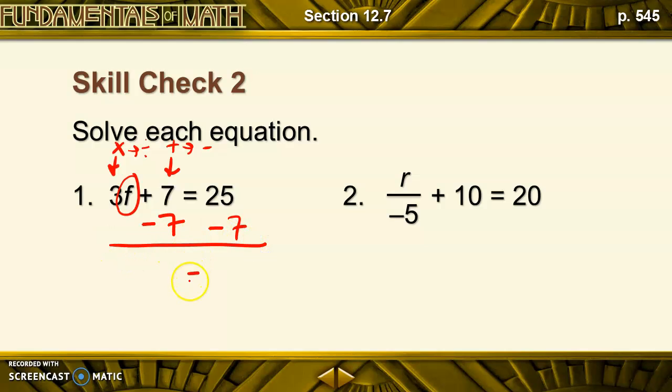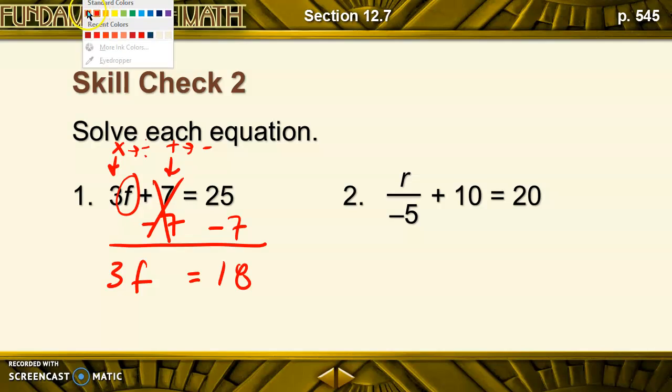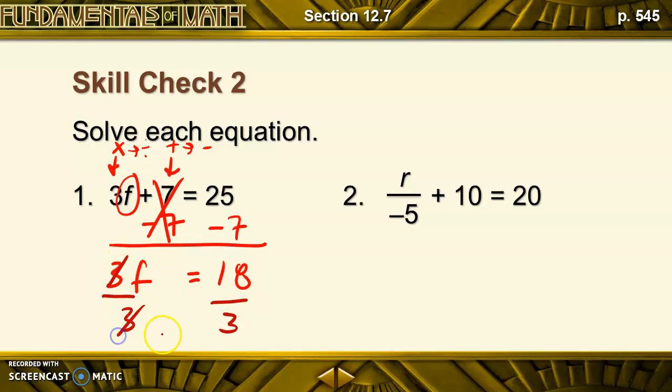So I get this to cross out, and I'm left with 3f is equal to 25 minus 7, which is the same thing as 18. And then I need to get rid of the 3 by dividing by 3 on both sides. I have to be fair because this is math, and math is fair. And I end up getting 18 divided by 3 is 6.